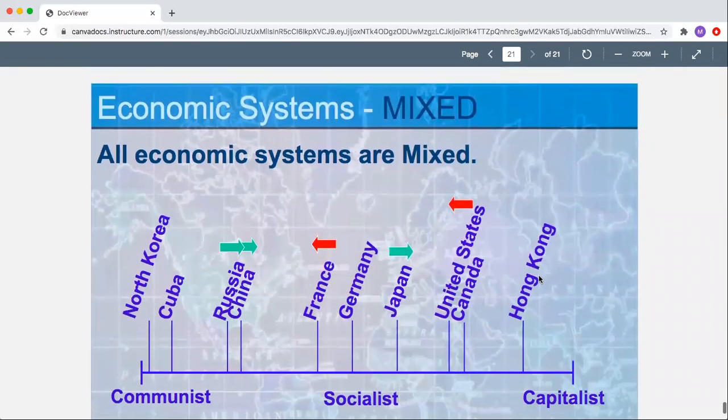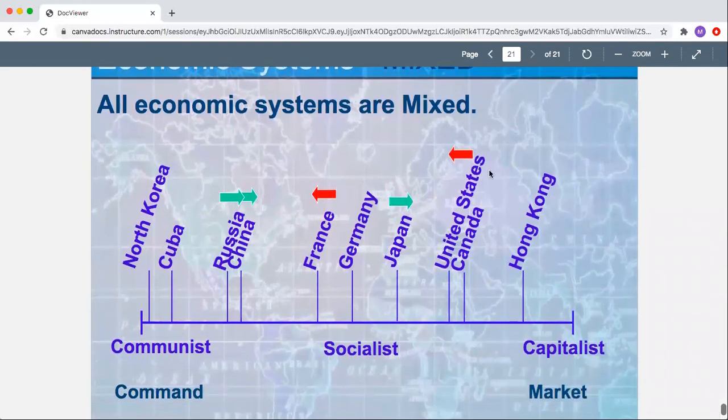So here we go to mixed. This is again the main message. All economic systems are mixed in some way. So this is kind of an example. It gives you different countries and it shows you kind of where they fall in the economic system.